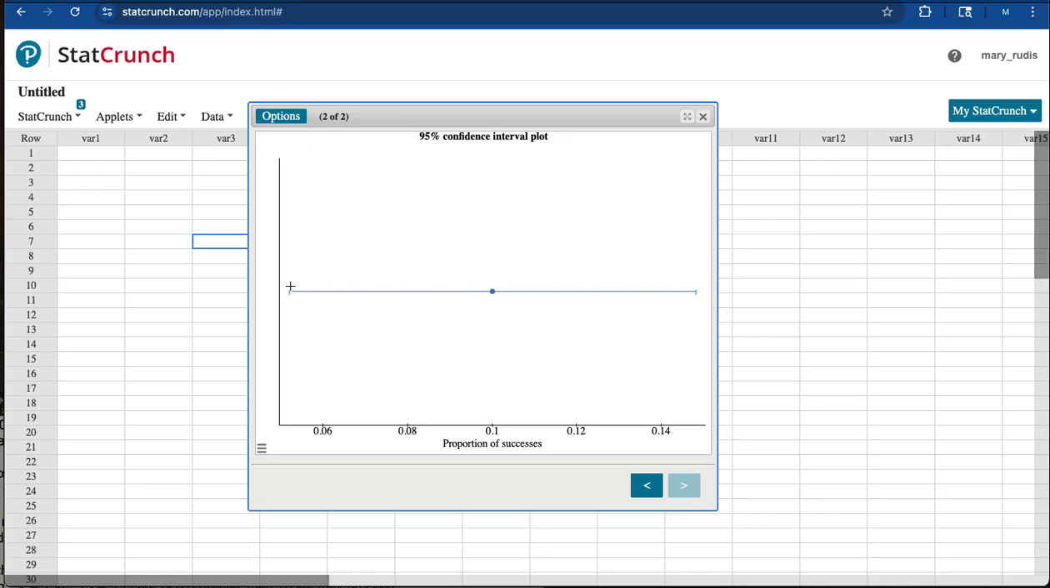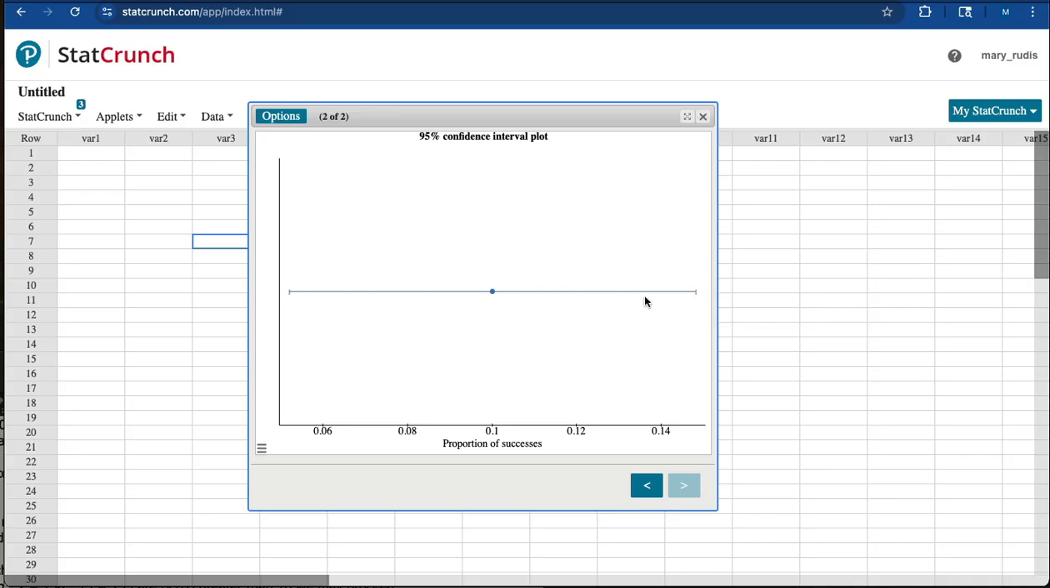So you're seeing the actual interval in front of you, and the proportion of successes is our interval is centered at 0.1 because the 0.1 was our p hat. That was 15 divided by 150, and that's about 10%. So p hat is at the center of our confidence interval, and then the left value is the lower limit, and the right value is the upper limit of our confidence interval.